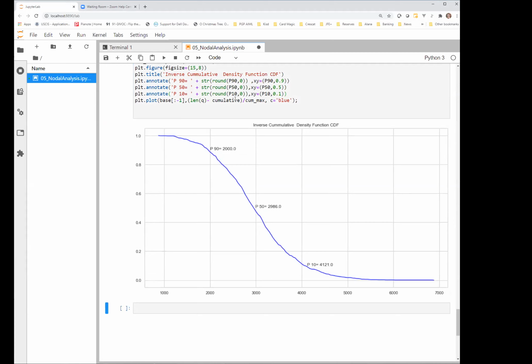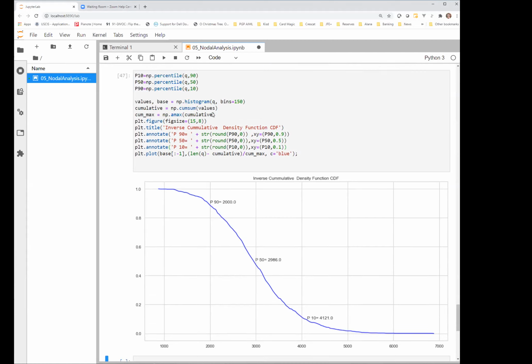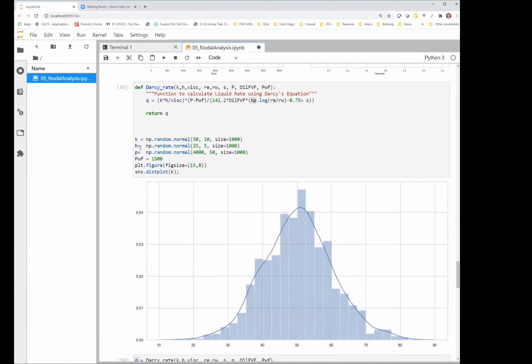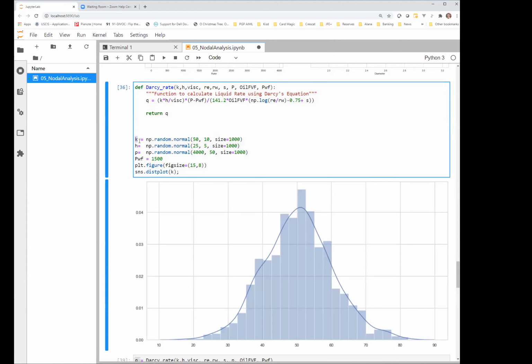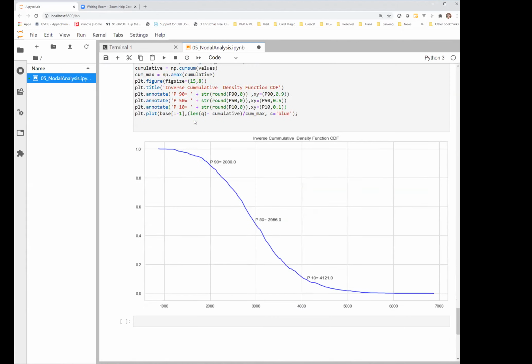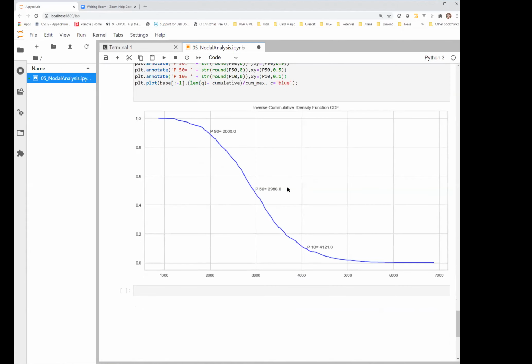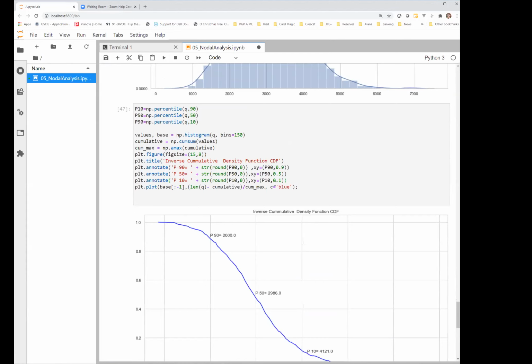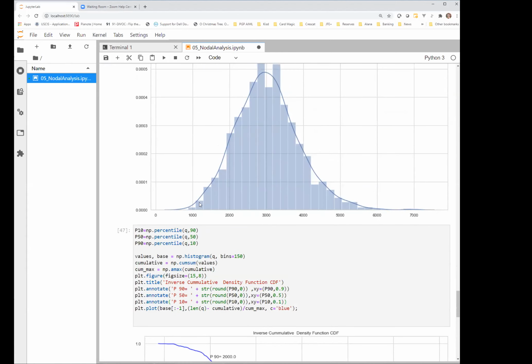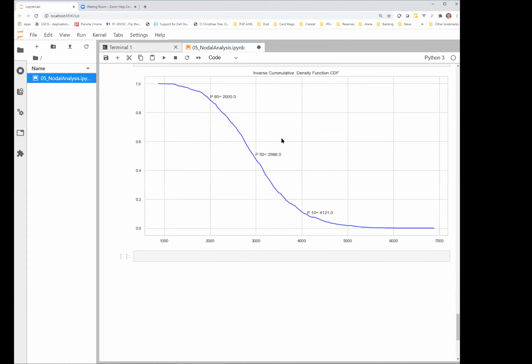Voila. So we have now a distribution of what we are plotting here, which is rates versus the probability of having these rates, assuming this sampling of rates, permeability, thickness, and pressures. So the median value is around 3000, 2986, which is pretty close to the distribution side.